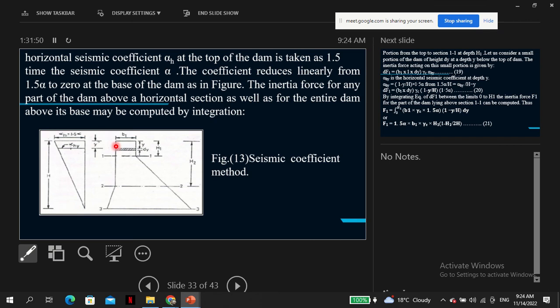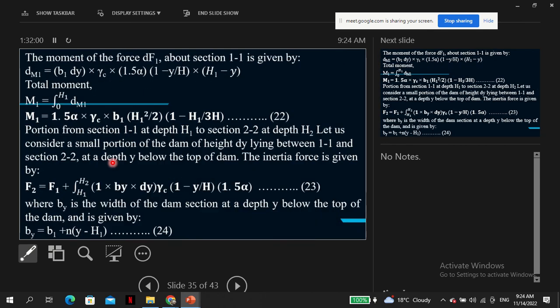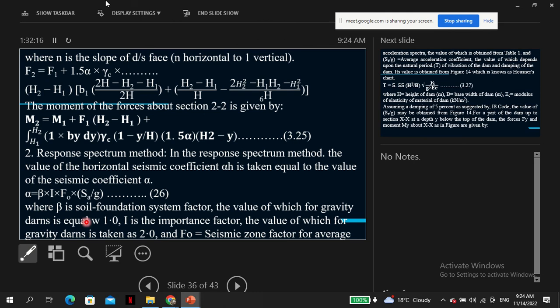Because you know this is b1, right? At any point y, from similarity and congruency you should be able to get by. If it's a straight portion, if there is no slope, because n is the slope, then of course this value n is 0, and then by is the same as b1, as you can see. So f2 we can then calculate as shown, of course from the integration.